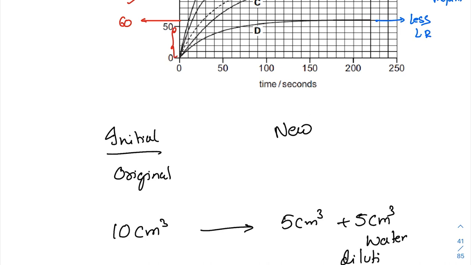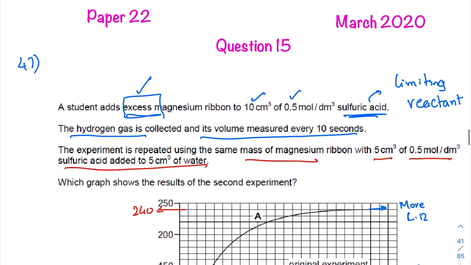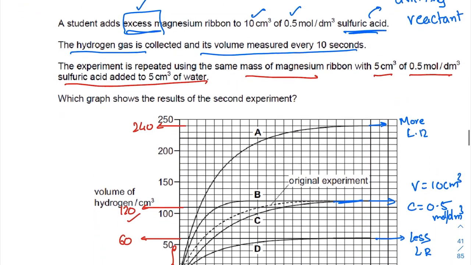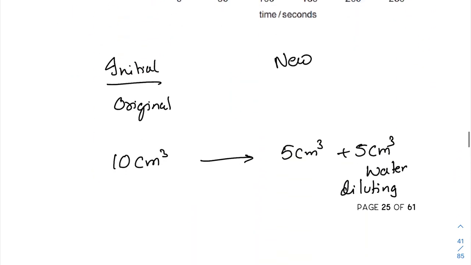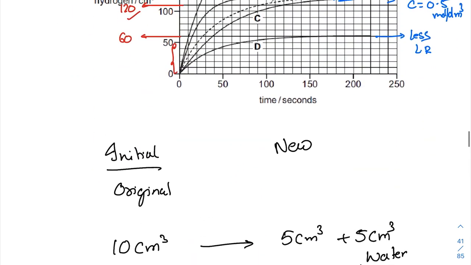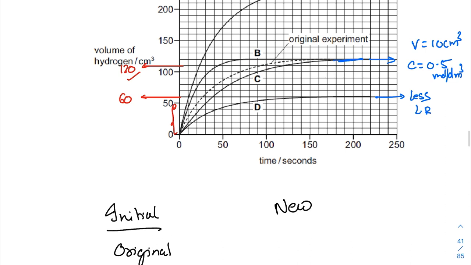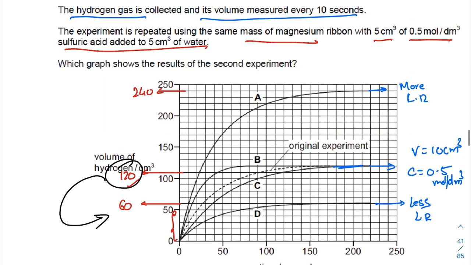So don't think that both are the same, 10 cm cube and 10 cm cube. It is not the same. We are supposed to take the volume of the acid, not the acid plus water. So initially the volume was 10 and finally it became 5. The volume has decreased by half, so the volume of the products will also decrease by half. So we go from 120 to 60, which is option D. So the answer is option D.